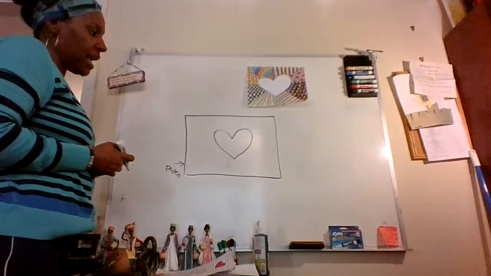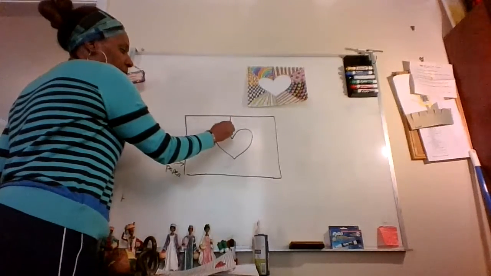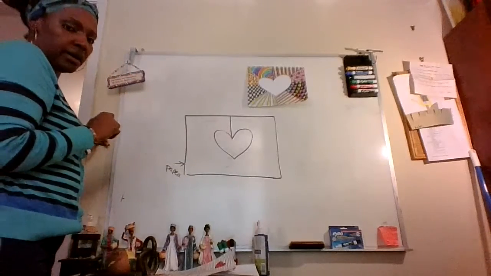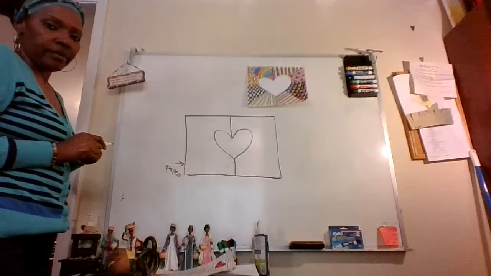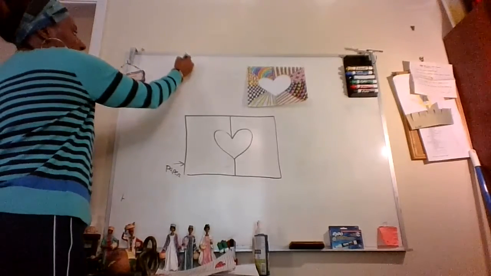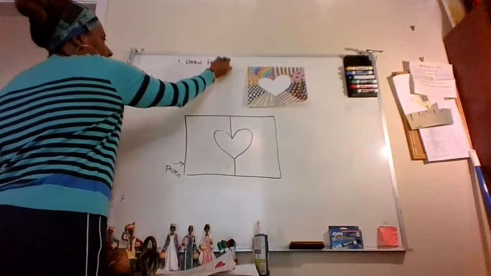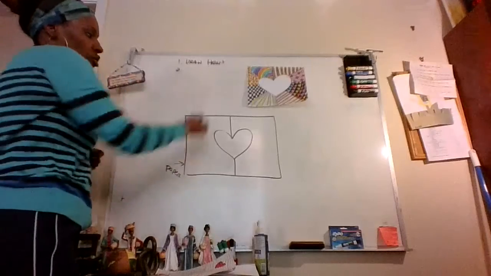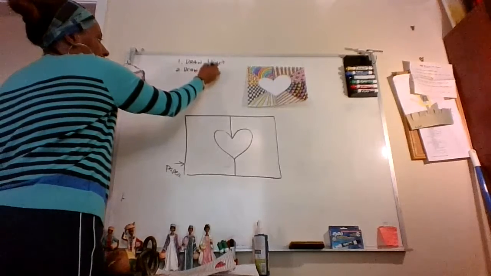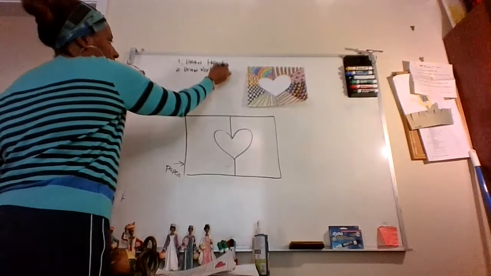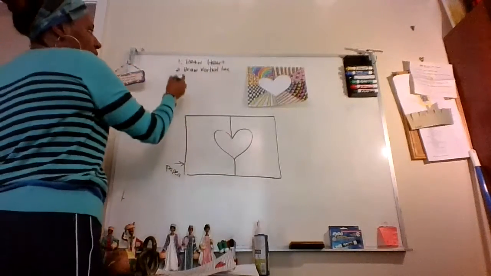The next step, you're going to draw a line from the top of your paper to the middle of your heart, and then from the bottom of your heart down to the edge of the paper. So step 1 was to draw a large heart. Step 2, draw a vertical line from the top and the bottom of the heart.